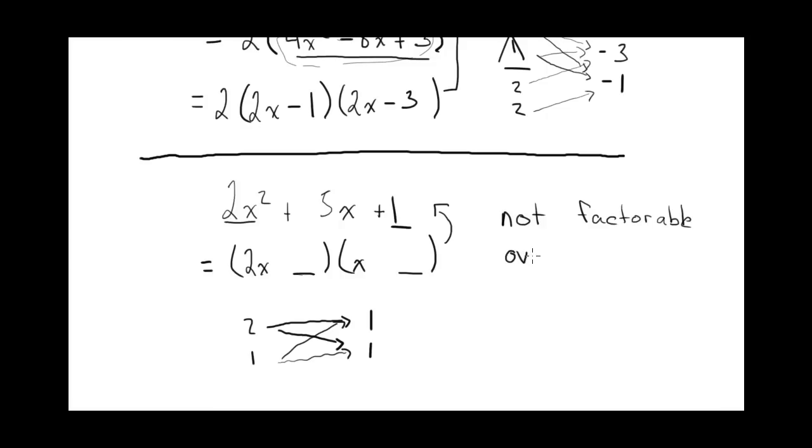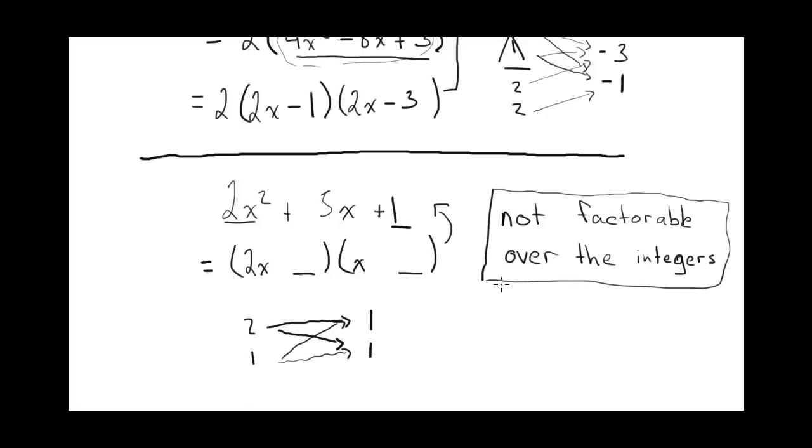And technically we'd say over the integers. There are numbers which will work, and there's always numbers that'll work, but they might be square root numbers, or actually some numbers we haven't learned which are called imaginary numbers. So in this case, if there's no whole numbers or negative numbers, integers, then we would just say not factorable over the integers.